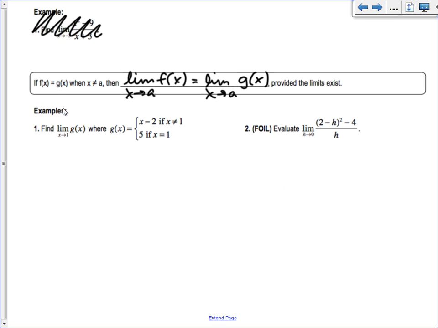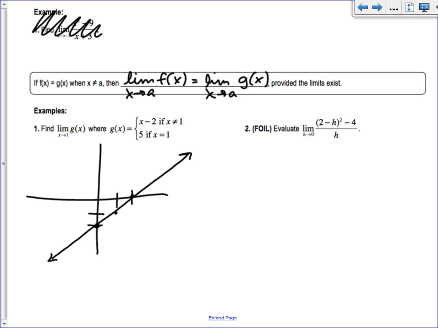All right, so number one, it says find the limit as x goes to 1 of g of x, where g of x is equal to x minus 2 if x is not equal to 1. So x minus 2 is the line that goes through -2 with a slope of 1, so up 1, right 1, up 1, right 1. So it equals this line, except at x equals 1, it's not equal. So we're going to do an open circle there. And then it's equal to 5 if x is equal to 1. So that's 1, 2, 3, 4, 5.